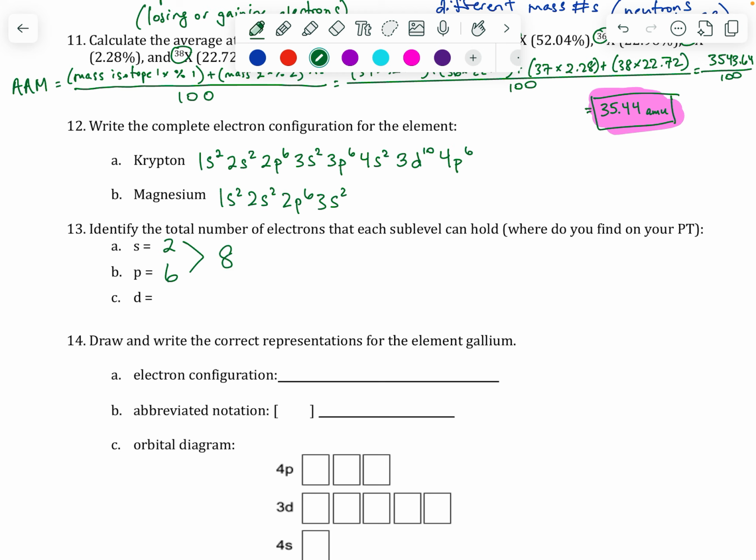That's why we call the s and p the main blocks on the periodic table, because those are the electrons that we look at for our valence electrons there.